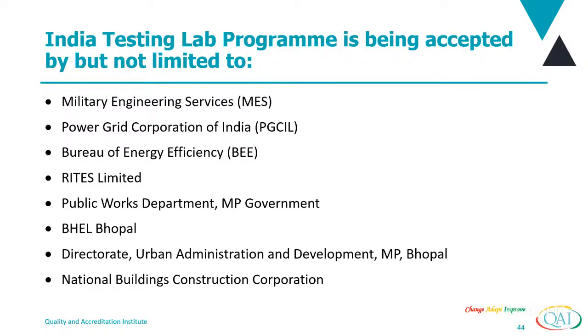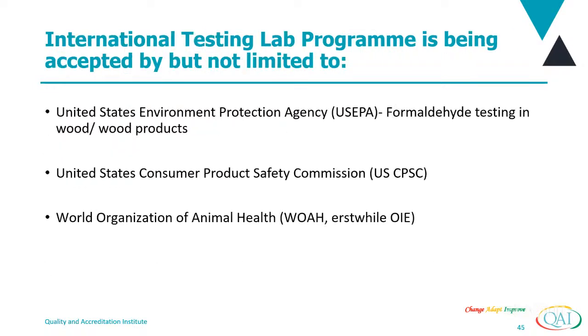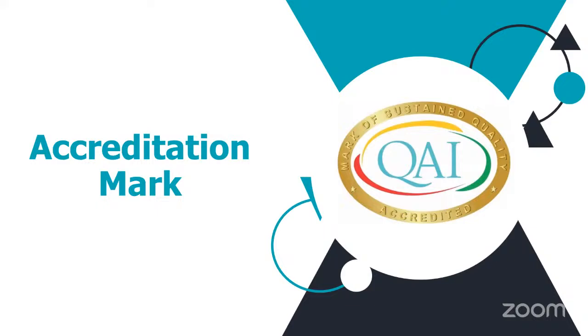The recognitions also include Military Engineering Services, that is MES, Power Grid Corporation of India, Bureau of Energy Efficiency, that is BEE, Rights Limited, Public Work Department, that is MP Government, BHEL Bhopal, Directorate Urban Administration and Development, which is in MP Bhopal, National Building Construction Corporation. These are the international recognitions. The international recognitions include United States Environment Protection Agency, that is US EPA, United States Consumer Product Safety Commission, that is US CPSC, World Organization of Animal Health, that is WOAH. This is the accreditation mark of QAI.